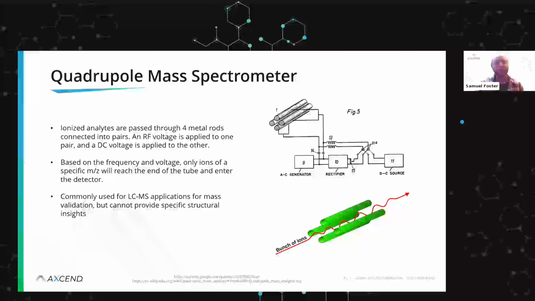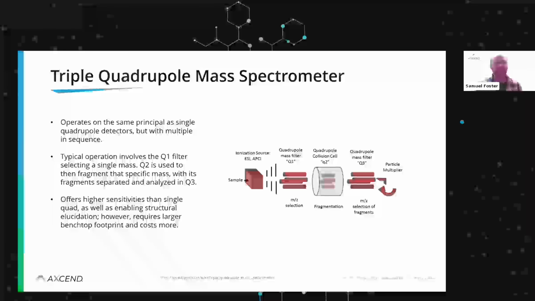It typically is a little bit less sensitive, and while it can give you a certain mass to charge ratio, it often doesn't provide full structural information, simply because you can't get fragmentation patterns, and so you know what the overall M over Z is, but you probably won't be able to figure out the full structure from it. That's where our second type of mass spec comes in.